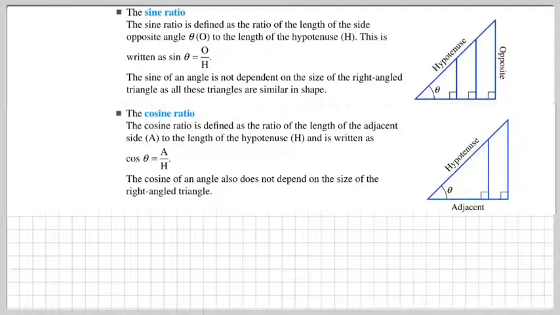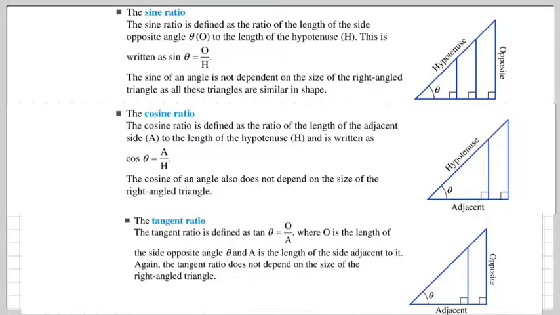Of course it does not, because they're all similar, they're all the same shape, and it's all a matter of ratios. Now, the tangent, that's the last one. Tan is opposite over adjacent, where O is the length of the side opposite. Yes, that's it. And adjacent is the one next to the angle, but not the hypotenuse. So, tan is O over A, opposite over adjacent, right? Again, the tangent ratio does not depend on the size of the right angle triangle.